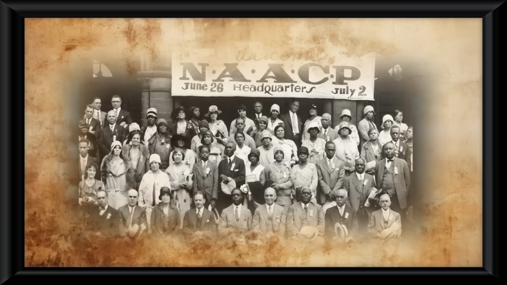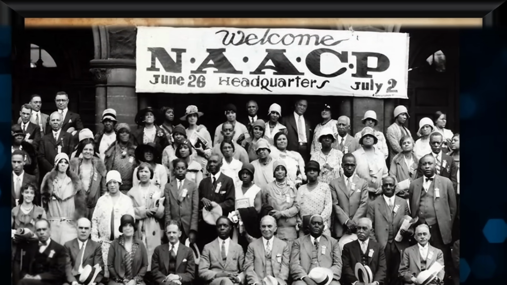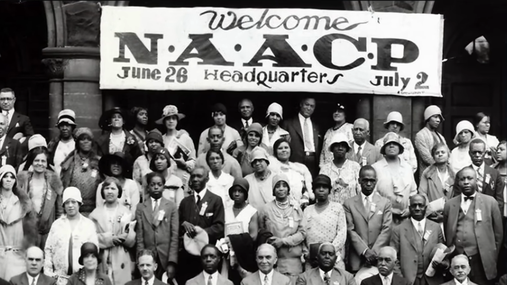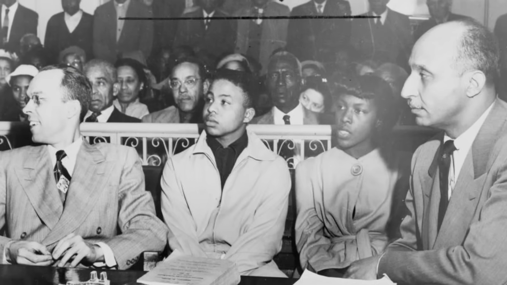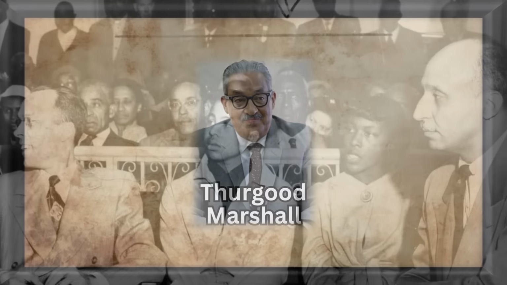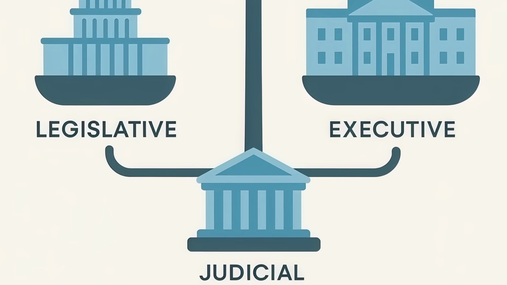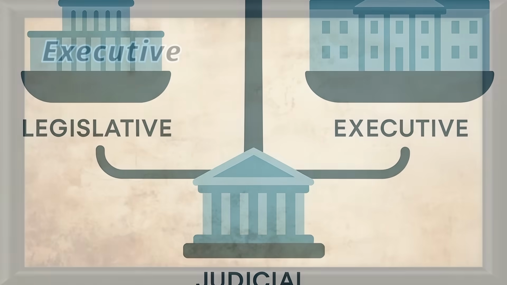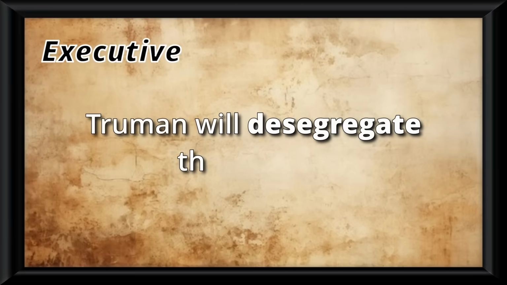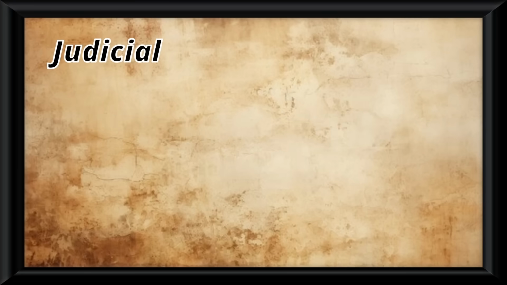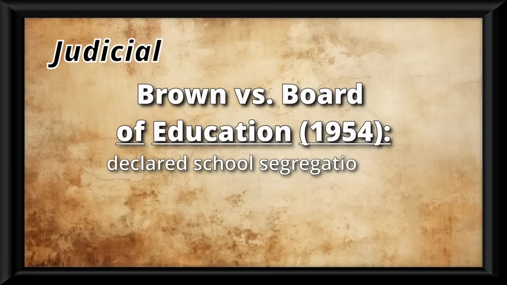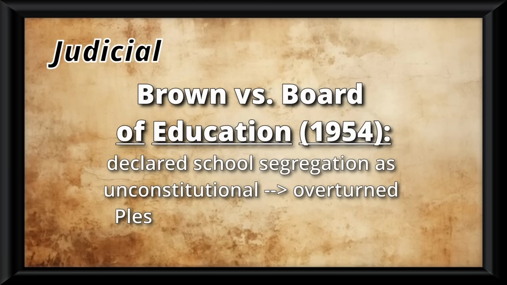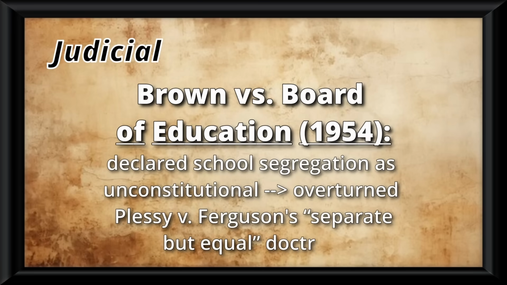So the big African American rights organization, the NAACP, went for a very specific strategy to combat segregation. And that strategy was challenging segregation in courts, with a big lawyer in this regard being Thurgood Marshall. And this will all lead to our three branches of government acting, albeit at different times. In the executive branch, Truman will desegregate the military. In the judicial, the very important Brown versus Board of Education case happens, which declared school segregation unconstitutional, meaning it overturned Plessy v. Ferguson's separate but equal doctrine.